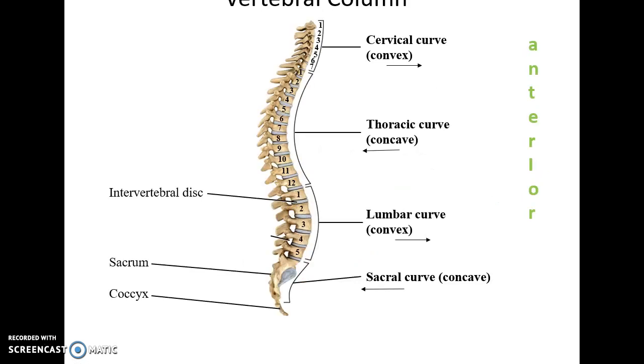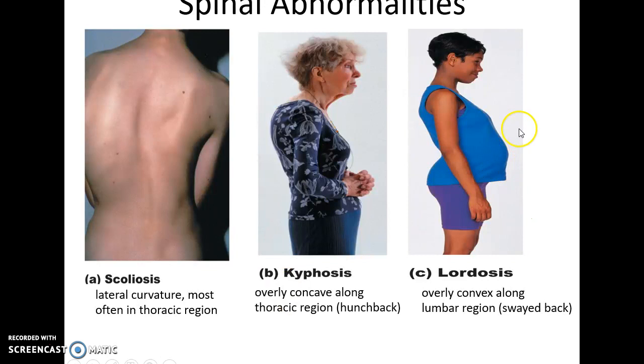All right, the vertebral column has natural curvature. You have an anterior or convex curvature of the cervical vertebrae, the thoracic curvature that is more concave, the lumbar curvature, which is more convex, and the sacral curvature, which is more concave.